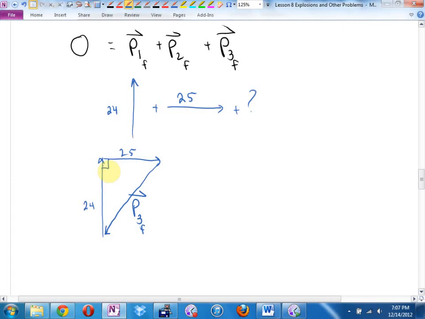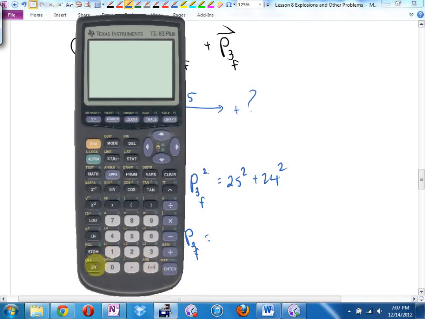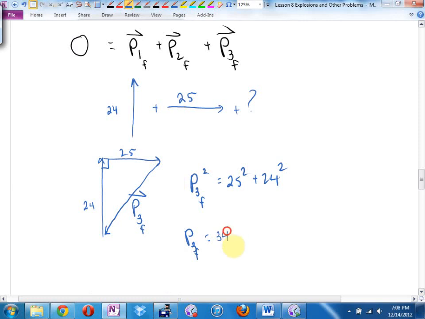Yeah. I can use SOHCAHTOA. First of all, I can use Pythagoras. Momentum 3 final squared is going to be 25 squared plus 24 squared. No, cosine law. The momentum of object 3 final is going to be 34.655. I'll carry a few extra sig figs.